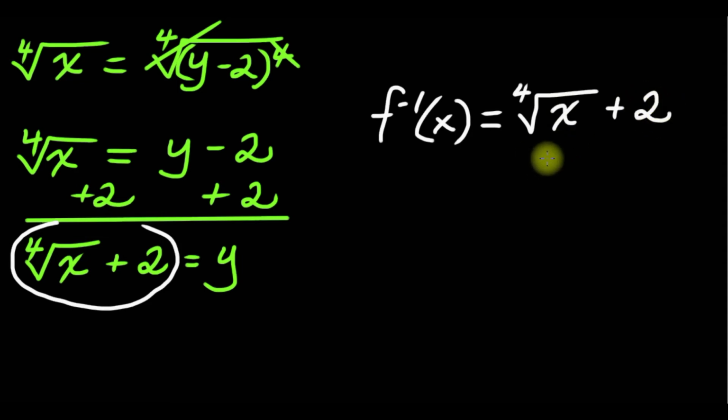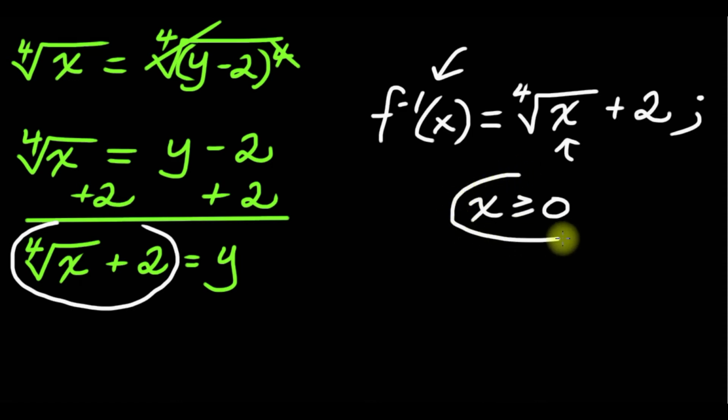Now your domain, your input for the inverse function, the values of x, has to be greater than or equal to 0. So your input has to be greater than or equal to 0, because if you try to plug a negative number in for x and take the fourth root of it, it would not be possible because you cannot take an even root of a negative number. So it's important to identify that the domain, the input of the inverse function, can only be numbers that are greater than or equal to 0.